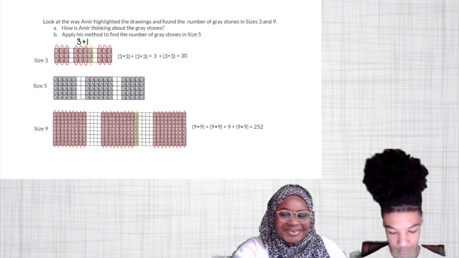She's comparing Amir's approach to what they did in the first episode, which involved adding something extra in the second section. Before, they took 3 stones and added 1 to get the number of stones in the last row of the second section. Amir's method multiplies 3 times 3, and then, as E.T. puts it, adds 1 extra column of 3 stones, which is represented in the plus 3 in Amir's equation. Next, they'll apply Amir's method to find the number of gray stones in size 5.